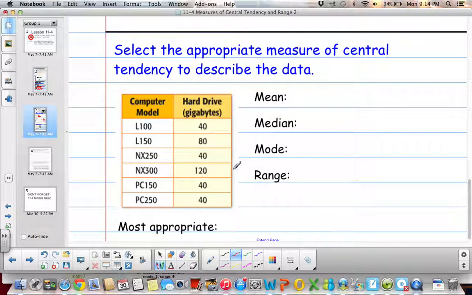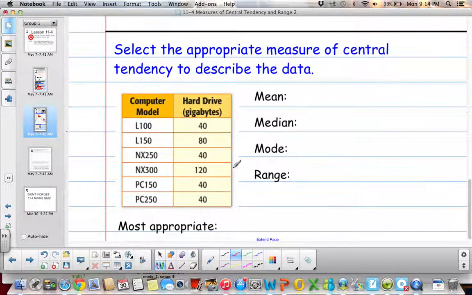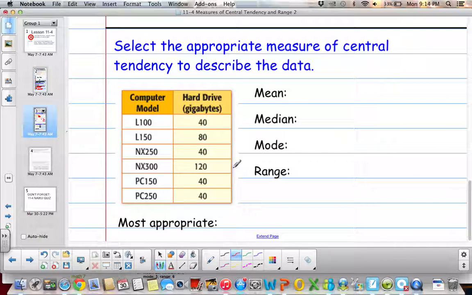Okay, select the appropriate measure of central tendency to describe this data. So I want you to take a second and find the mean, median, mode, and range because it's good practice. And then you decide what would be the most appropriate measure. So pause me and do it and then come back.